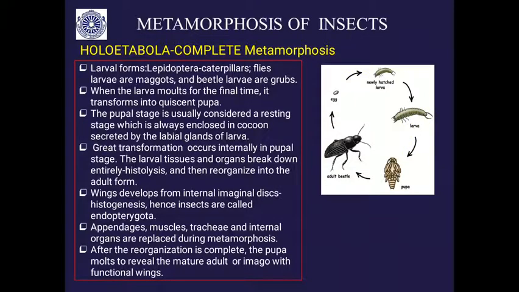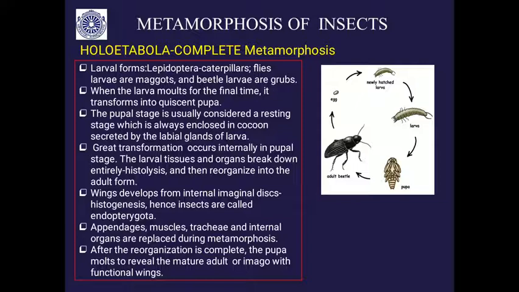So larval forms in Lepidoptera are the caterpillar, and in the case of house flies or fruit flies, the larvae are called maggots. Then in the case of beetles, the larvae are called grubs. All these are holometabolous insects.